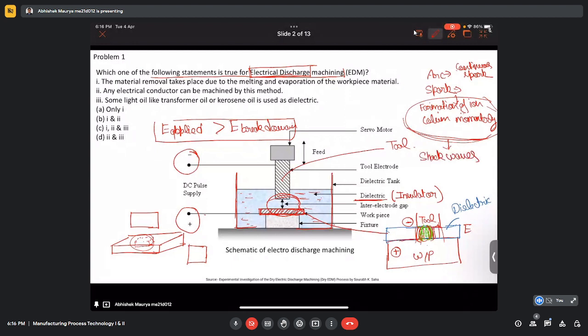This formation of ion column takes place for a very small amount of time. During this period, lots of heat is generated and temperature rise takes place locally. If you see the order, it can go more than 10,000 degrees Celsius for a very small region. Near about this, a very small region I am showing, the temperature rises to more than 10,000 degrees Celsius. Because of this temperature rise, material gets evaporated as well as melting of material takes place.